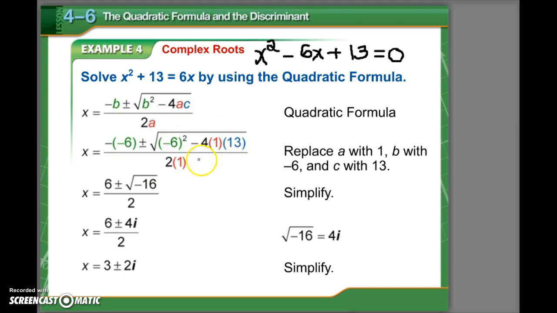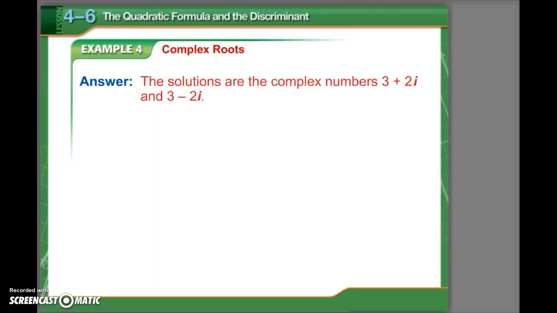When we simplify everything inside, we get the square root of negative 16, and realize that the square root of 16 is 4, so this would be 4i. So we have 6 plus or minus 4i over 2. And then we're going to divide 6 by 2, and we get 3, and 4 by 2, and we get 2. So our two answers are 3 plus 2i and 3 minus 2i.